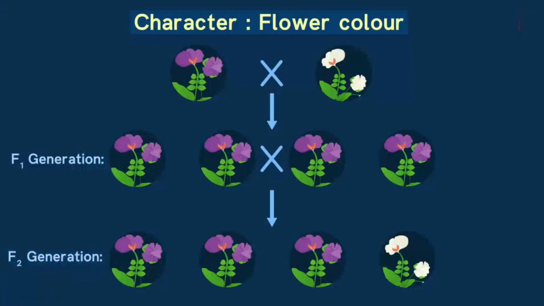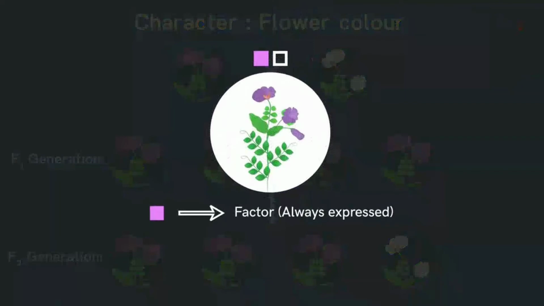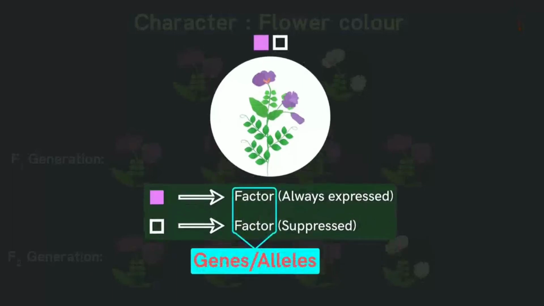But what about the disappearance of the trait in one complete generation? In the F1 generation, the trait of white-colored flowers was not seen at all. This was explained by Mendel in a very efficient manner. He explained that in organisms like the green peas, one factor is always expressed and it superpowers the presence of the other factor. We call these factors genes or alleles now.